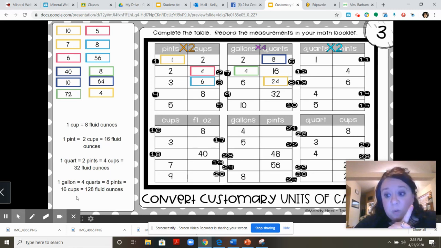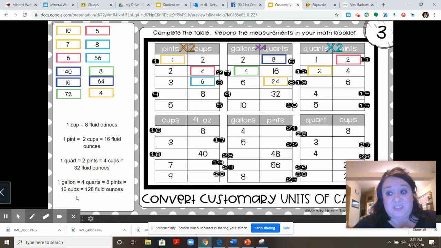So I have 1 quart, and every quart is equal to 2 pints, and I only have 1. 1 times 2 equals 2. Okay, then I have my quarts missing, and I have my pints. I need to figure out what times 2 equals 4. So I can count by 2s. 1 quart is 2, I saw that up top. And then 2 times 2 is 4. So I'm going to have 2 quarts that are equal to those 4 pints.